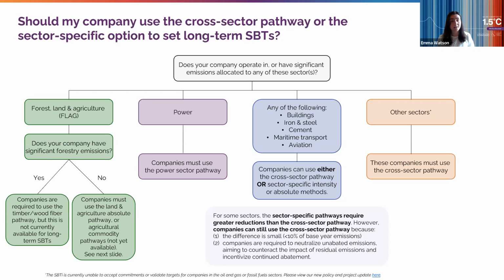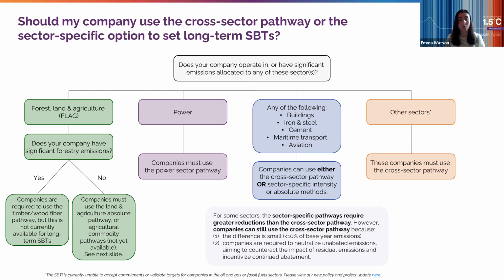So at the moment, companies can't set net zero targets on forestry emissions. The next, if you don't have significant forestry emissions, then you should use the land and agricultural absolute pathway, or you could use the agricultural commodity pathway. So those are the intensity pathways. Those aren't yet available. They'll be available in June, the commodity pathways.